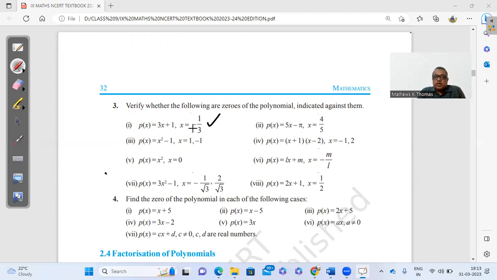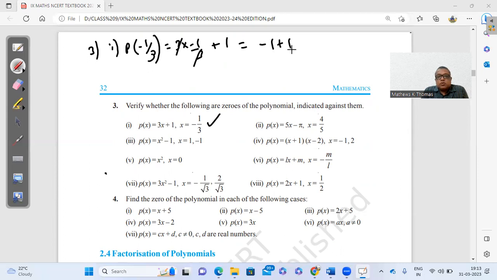So I had told you at the beginning of the video that when I'm putting a value and the answer is 0, that is called a 0 of a polynomial. So if I am putting the value of x as minus 1 by 3, am I getting 0 or not? That is the question. So 3 into minus 1 by 3 plus 1, 3 and 3 gets cancelled, minus 1 plus 1, 0. So what am I supposed to do? I am supposed to write that this is a 0 of the polynomial. So minus 1 by 3 is a 0 of the polynomial.